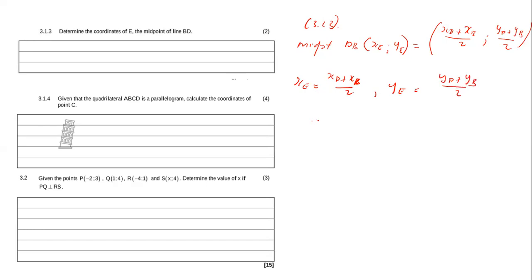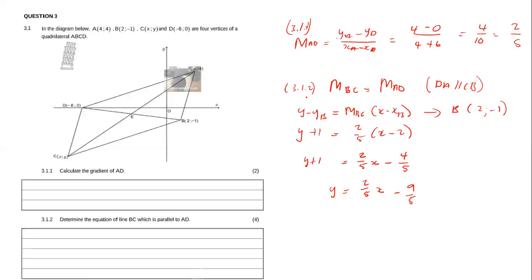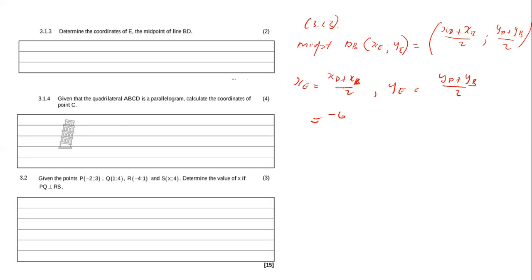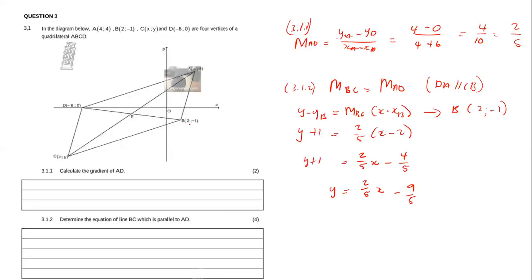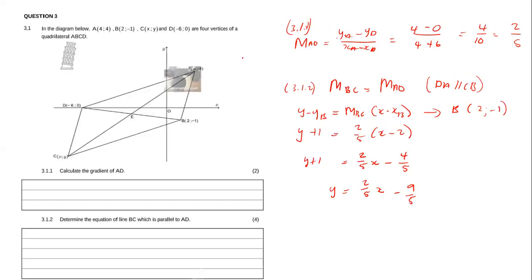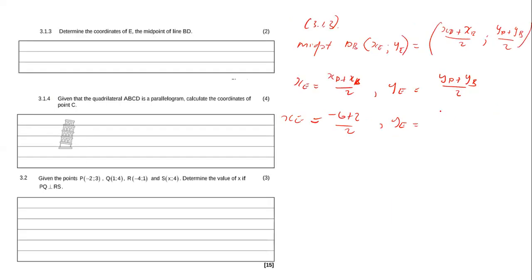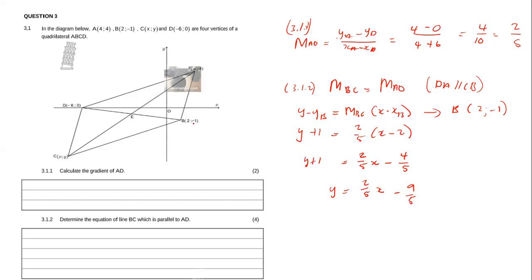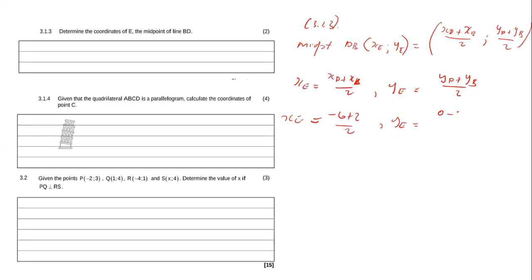Let us start by solving x of E first. X of D is equals to how much? X of D is -6. And then x of B is equals to how much? X of B is equals to +2, divided by 2. Y of E will be equals to, now y of D is equals to how much? Y of D is 0. Y of B is -1, divided by 2.